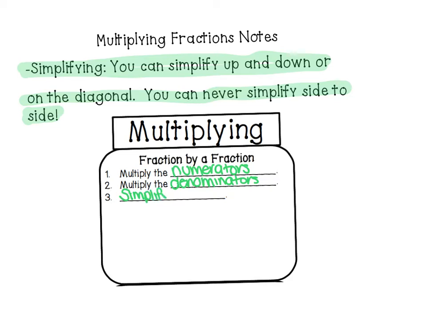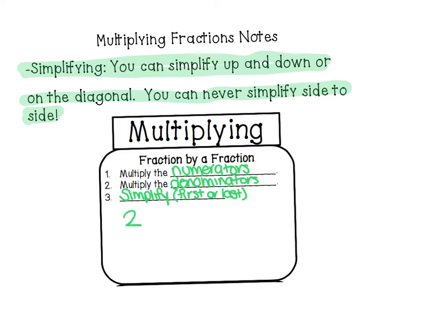But in parentheses next to where it says simplify, I want you to write first or last, meaning that this could actually be your first step or your last step. I would actually recommend that it's your first step, that you start with simplifying and then you move on to multiplying the numerators and the denominators, and we're going to look at what that looks like right here. You should see you've got some blank space underneath where you just copied those notes, and we're going to use that for examples of each of these.